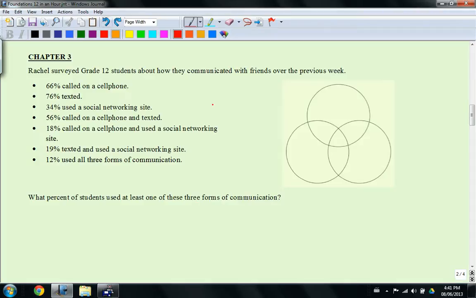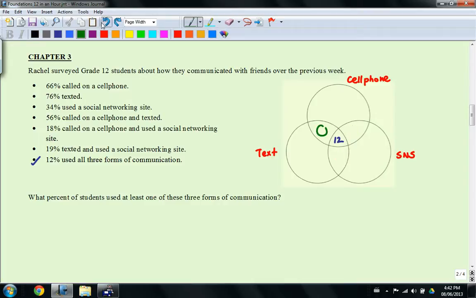So we're going to label these first, because that's always a good idea. So I'm going to go with cell phone, text, and social networking site. Okay, so the inside number is going to be 12, because it says right here 12% use all 3 forms of communication. And that's the first part. Now the next 3 parts, what we're going to do is subtract 12 from these numbers as we put in the appropriate places.